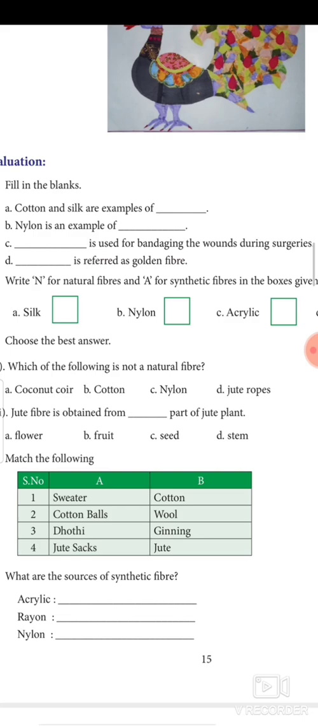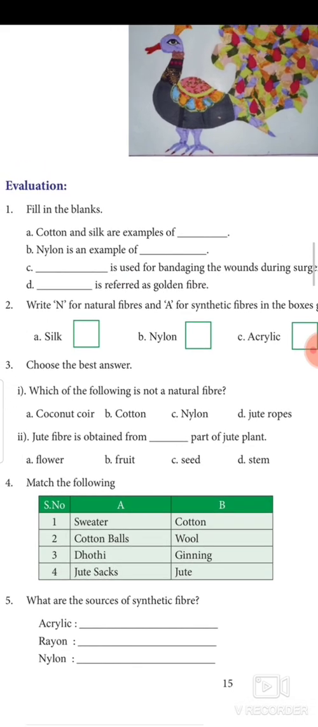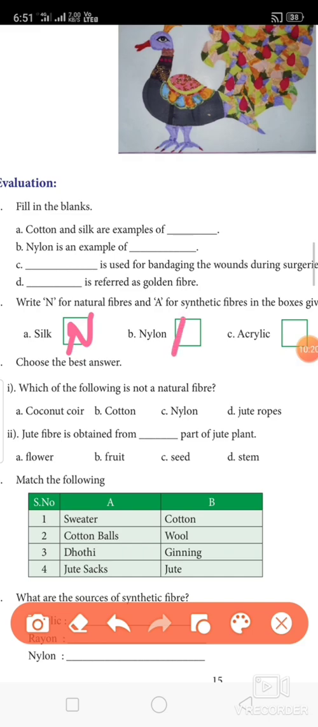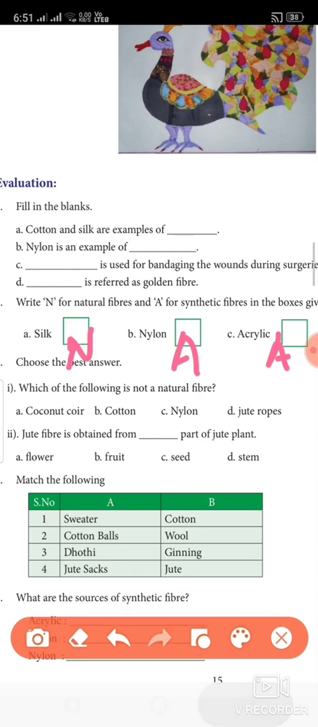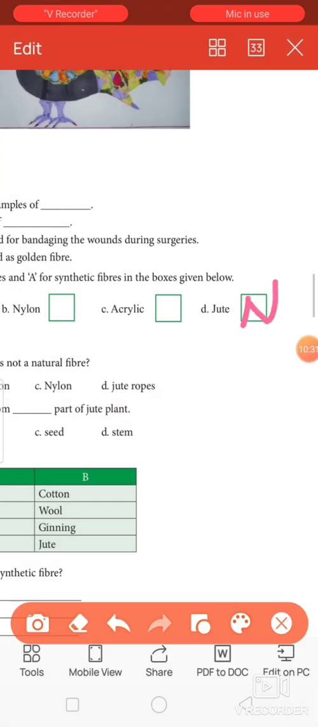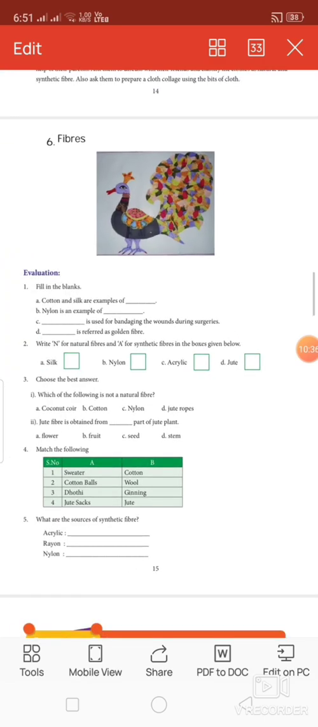Write N for natural fibers and A for synthetic, artificial. So silk is a natural fiber, so N. Nylon is an artificial one, so A. Acrylic also artificial, A. Jute is a natural one, so we should mark here as N. Okay. N, A, N is the answer.